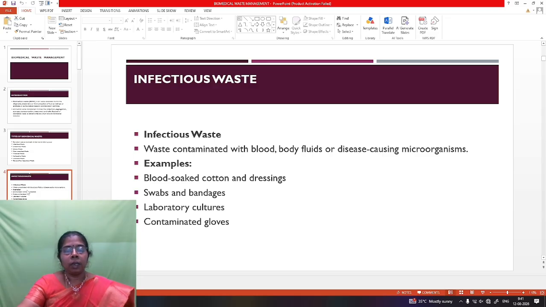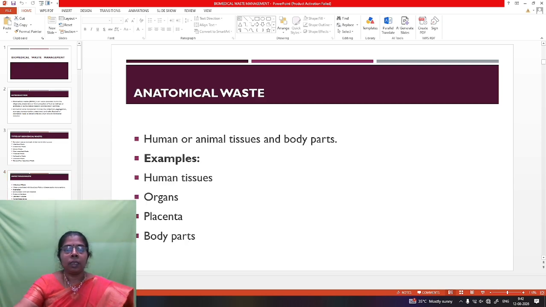Next we can see about the infectious waste. Infectious waste is waste contaminated with blood, body fluids or disease causing microorganisms. Examples: blood soaked cotton and dressings, swabs and bandages, laboratory cultures or contaminated gloves. And anatomical waste is pathological waste. In hospitals, mostly the pathological waste we can see is human or animal tissues and body parts. Examples: human tissues, organs, placenta and body parts, which we can see in autopsy. In autopsy we can see this anatomical waste.